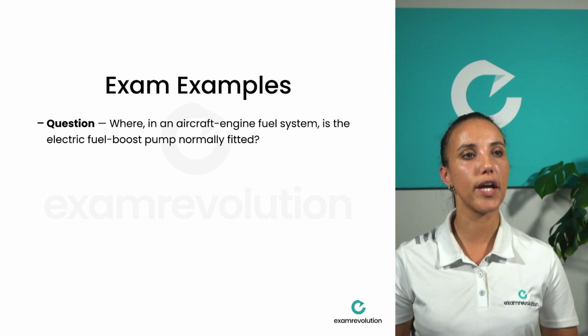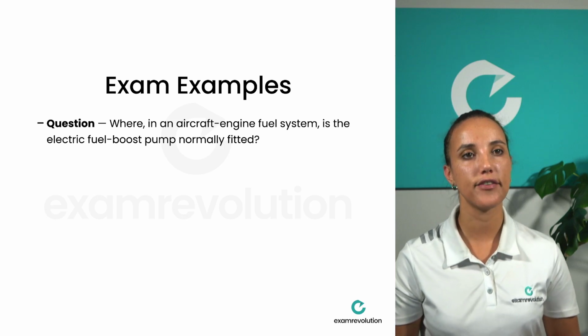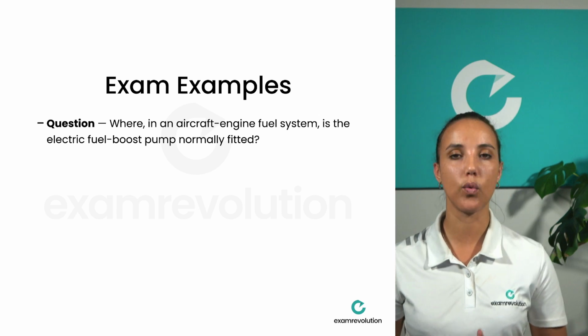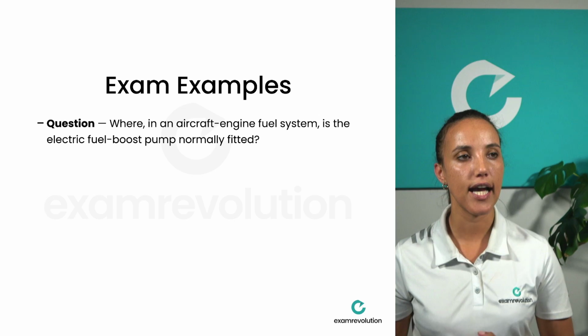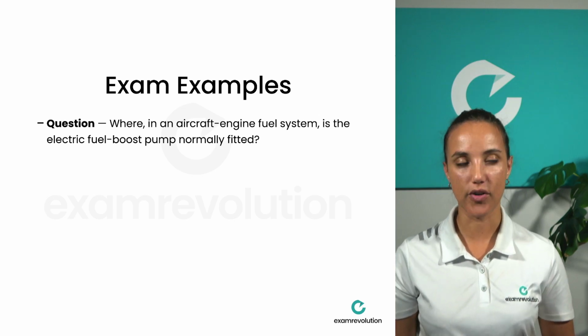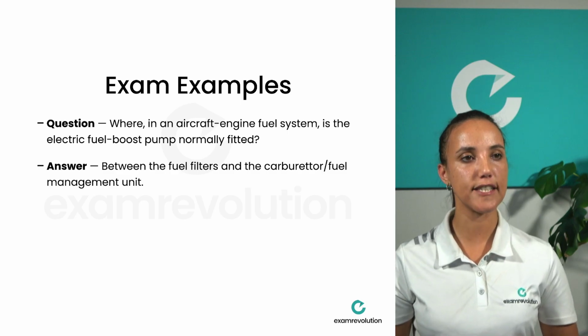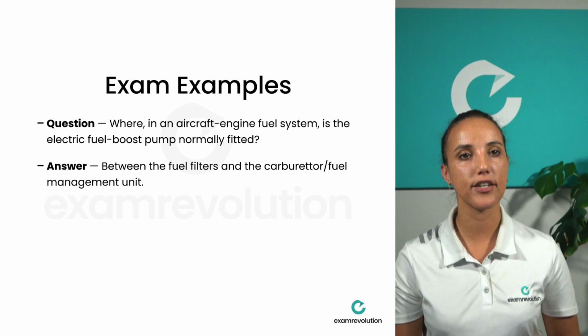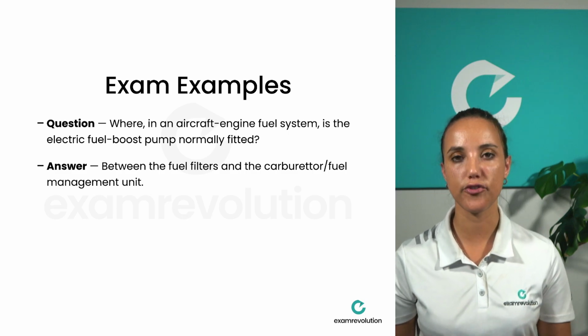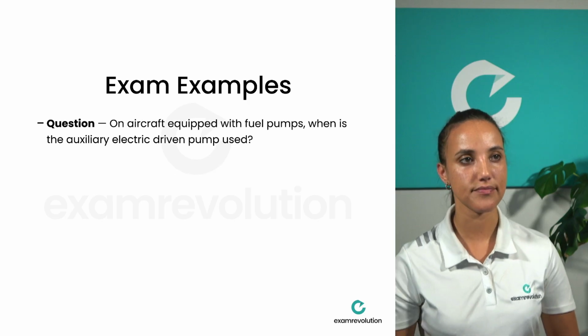The next question is, where in an aircraft engine fuel system is the electric fuel boost pump normally fitted? So where is the fuel pump located? And remember, that's between the fuel filter and the carburetor. And the answer is between the fuel filters and the carburetor or the fuel management unit. Fuel management unit is with a fuel injection system.